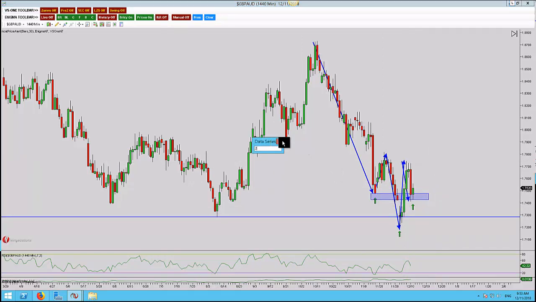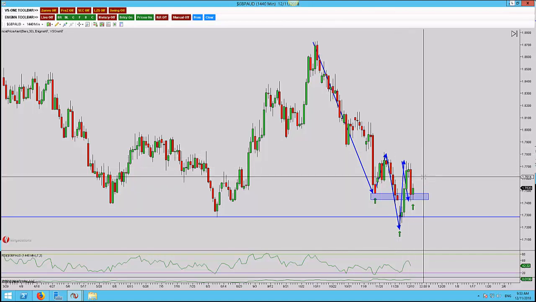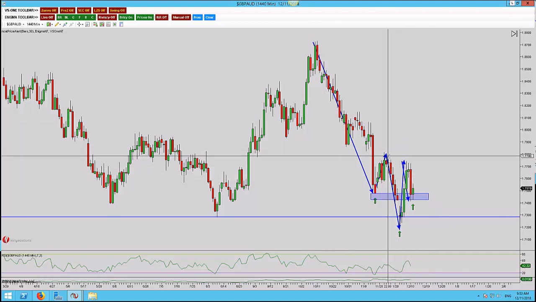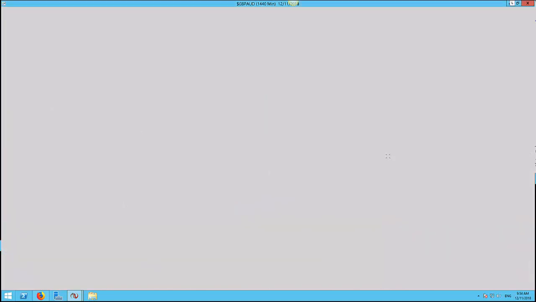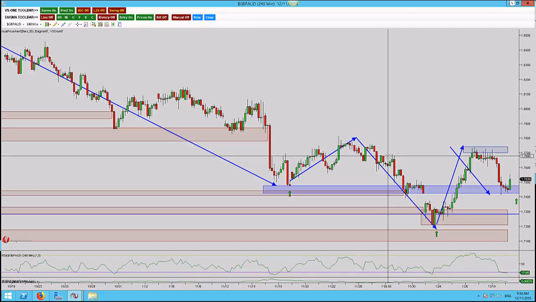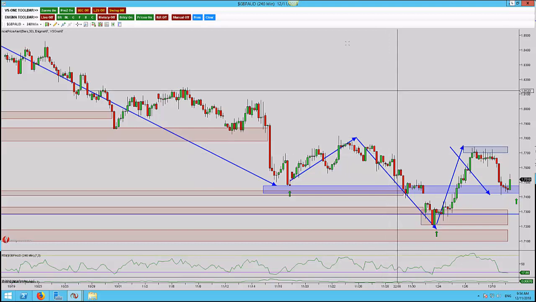However, this area right here did not violate structure, and it did not give us an initial structure high. So right now it is simply on the radar for a potential head and shoulders, but without the initial structure high, this just isn't good enough for me to take as a potential trade.